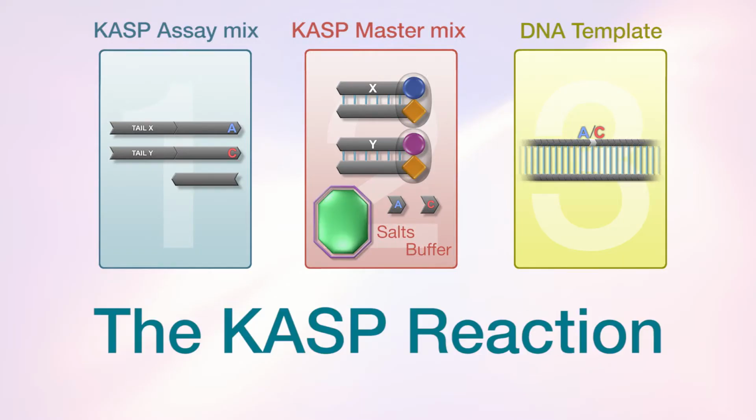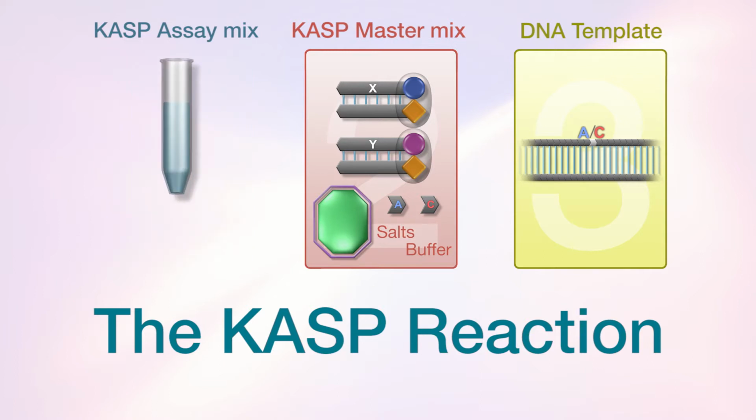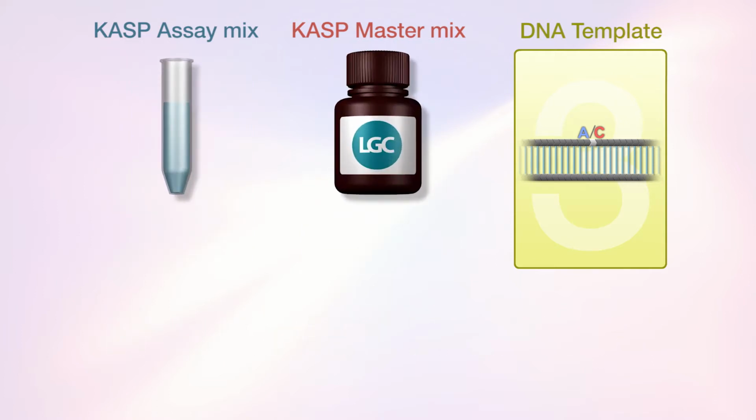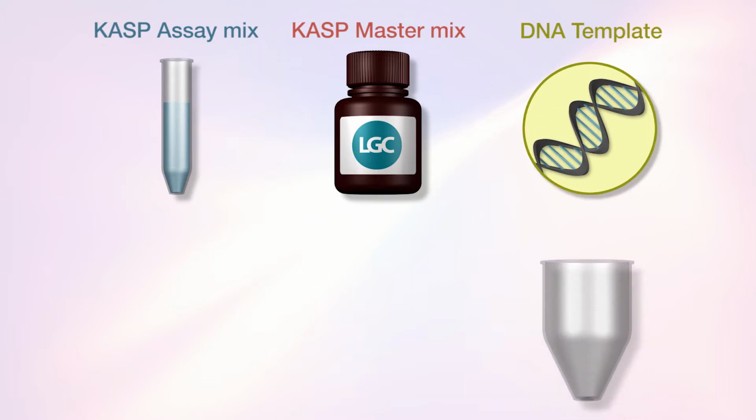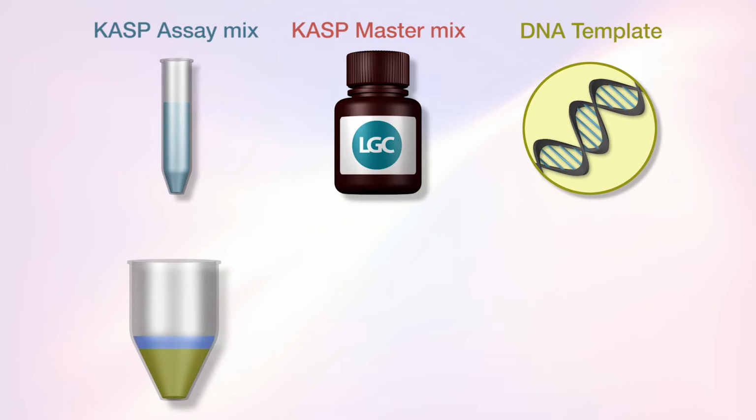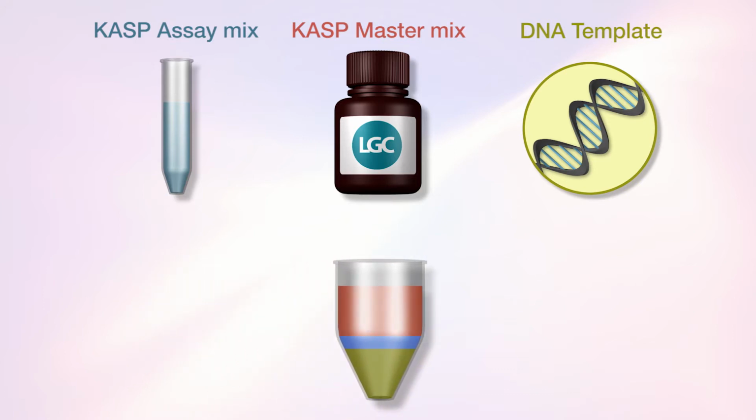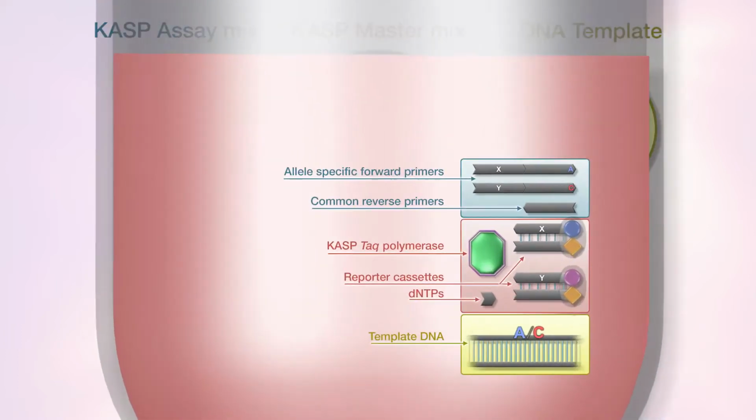To run a KASP reaction, the KASP assay mix, the KASP master mix, and the DNA sample containing the target SNP are combined in a single tube or well. Once all the reaction components have been combined and the tube is securely sealed, the KASP thermal cycling protocol is then run.